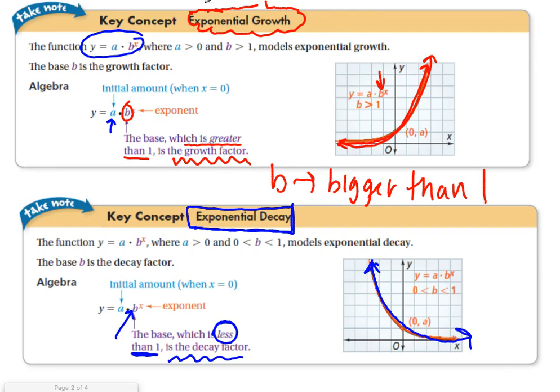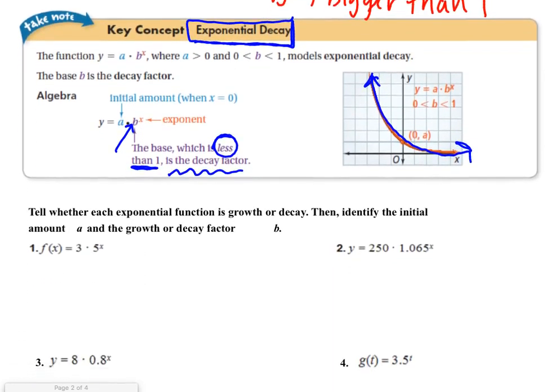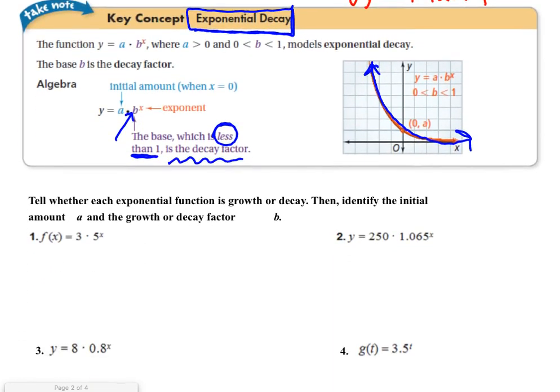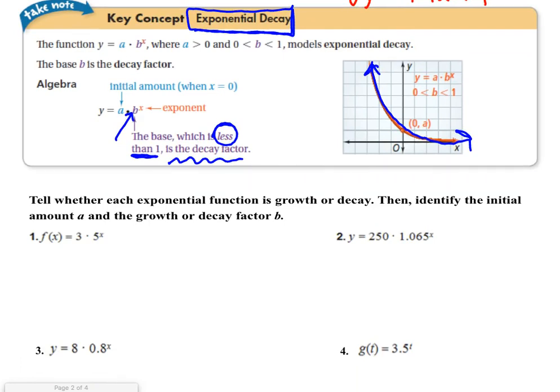So let's try to identify some of this information in an example. It says, tell whether each exponential function is growth or decay. So first, we gotta decide, are we growing or is it decaying? That's step 1. Then identify the initial amount a, so our a value is 2, and then our growth or decay factor b. That's our third thing. So each one of these problems is going to have three little answers.